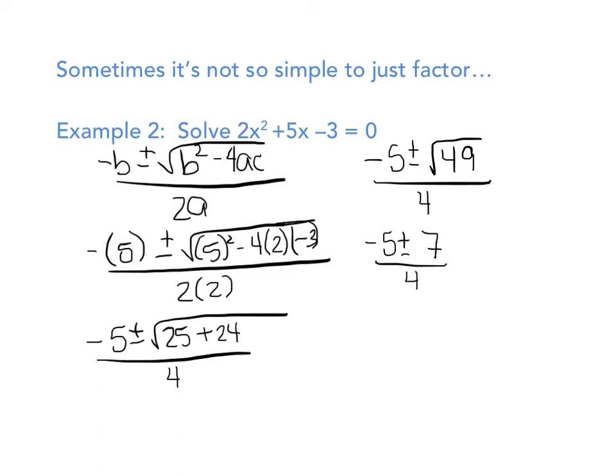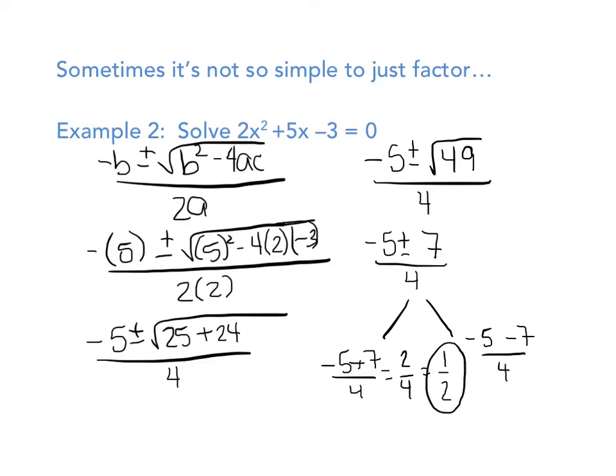So again, I have to branch this out into negative 5 plus 7 divided by 4 and negative 5 minus 7 divided by 4. So negative 5 plus 7 is 2 over 4. So we have 1/2 as one of our roots. Negative 5 minus 7 is negative 12 all over 4. So we have negative 3 as one of our roots.